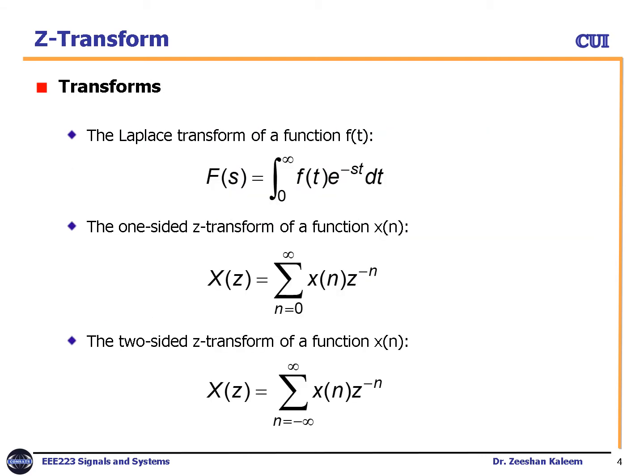So here is a summary about different transforms. You can see that the Laplace transform for a signal f of t is represented in this way: integral from 0 to infinity of f of t e to the power minus st dt. The one-sided Z transform, one-sided meaning from 0 to infinity, is the sum of x of n z to the power minus n for any signal x of n. And the two-sided Z transform of a function x of n, two-sided meaning from minus infinity to plus infinity, you can find in this way.